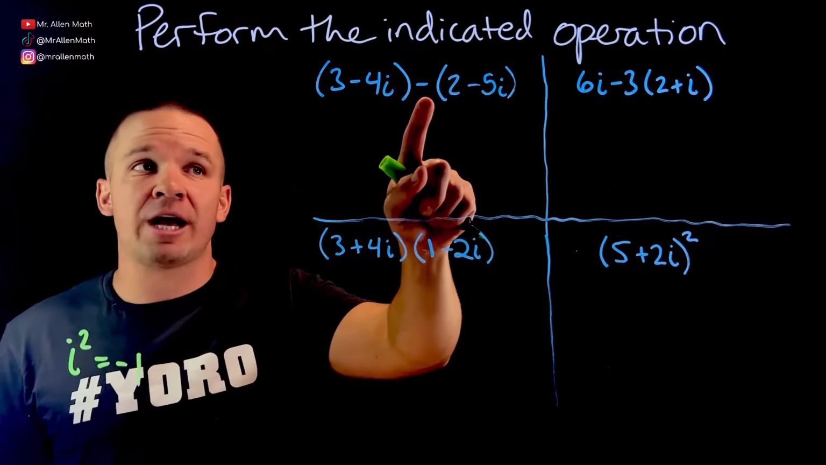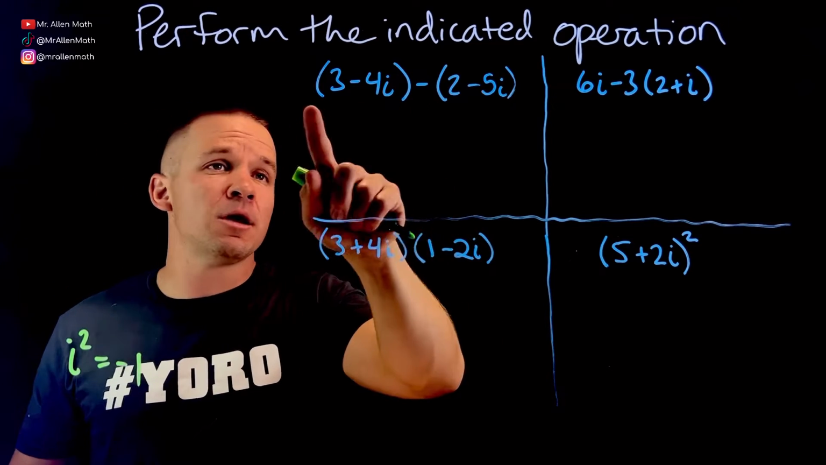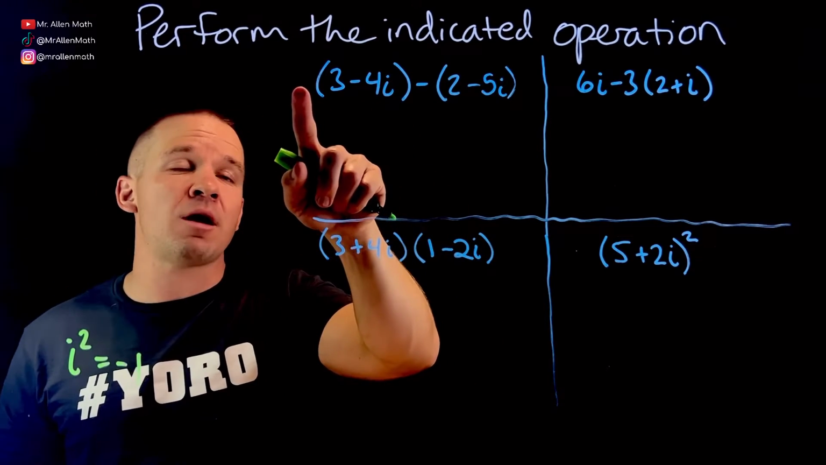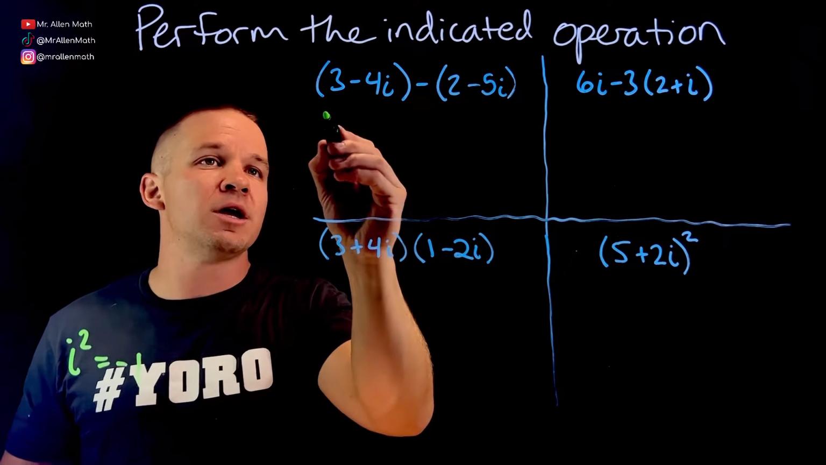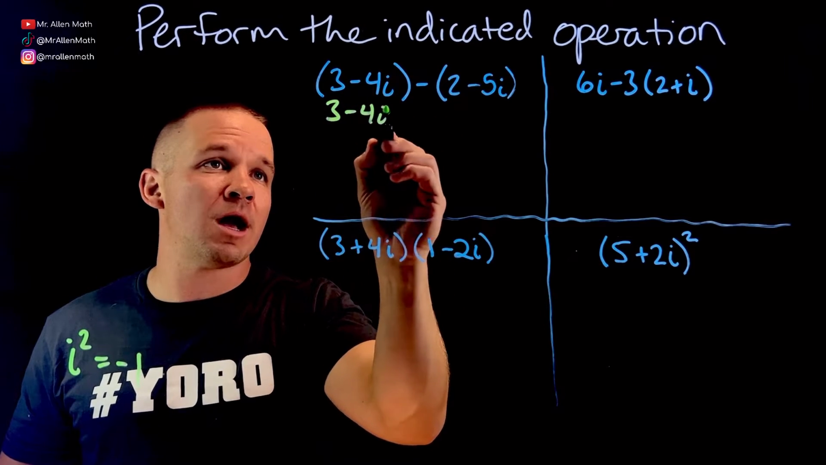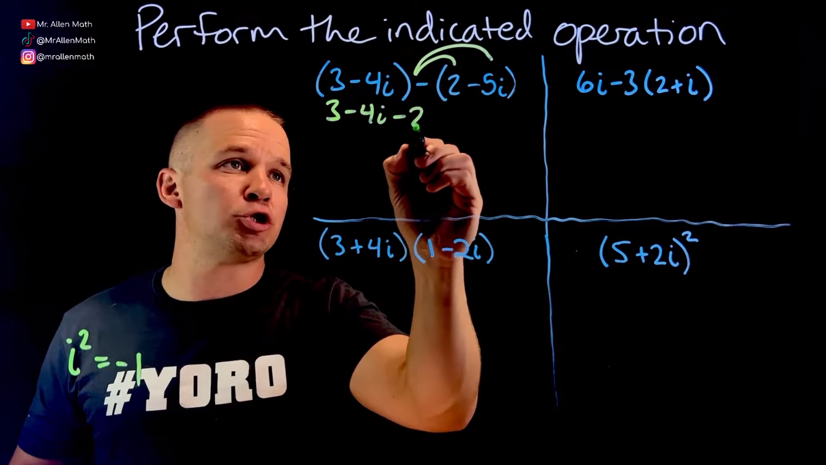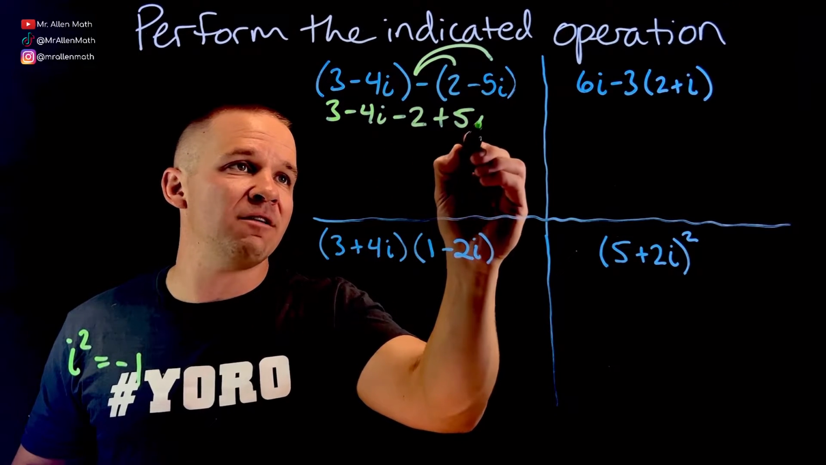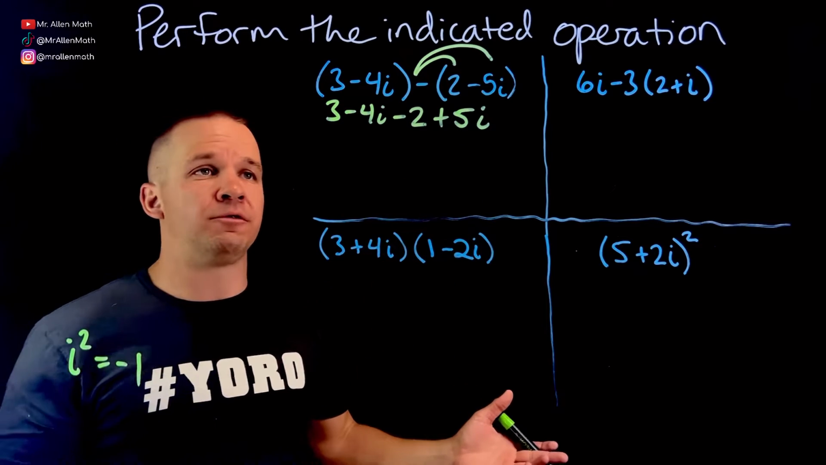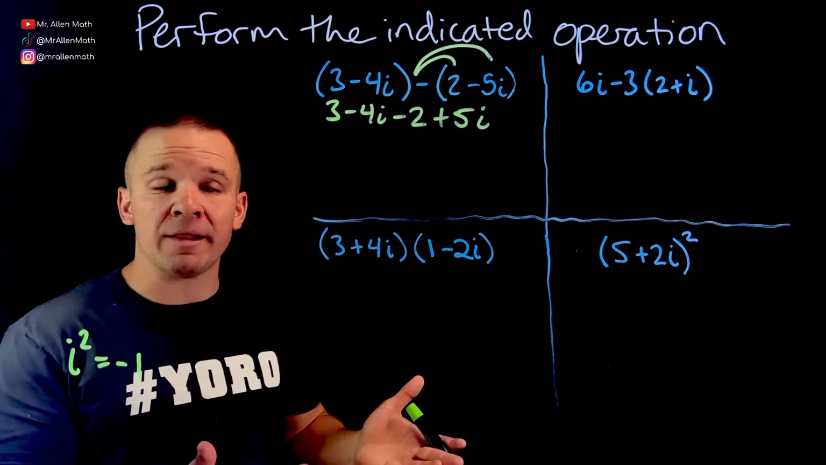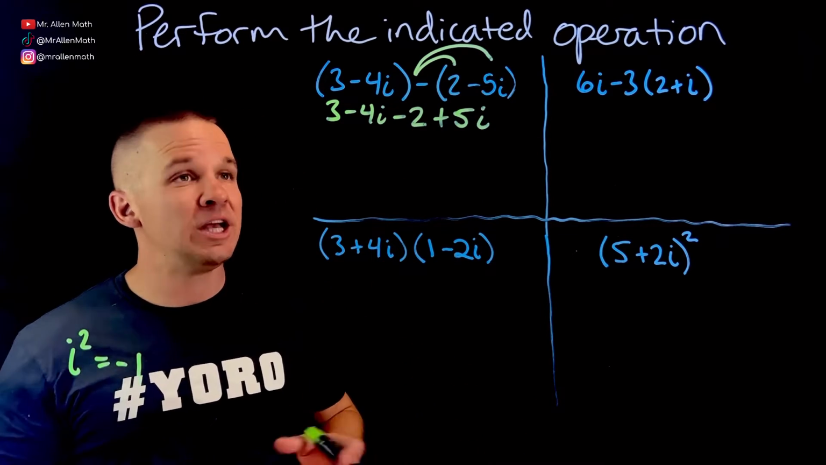So here I have subtraction between these two parentheses. There's nothing to be done here. If I had a number out here, I would distribute it, but I don't. So I can just write 3 minus 4i. Then I distribute this negative in, and I get a -2 plus 5i. Beautiful. All right. Now I can combine like terms, just as I would in the real world, right?